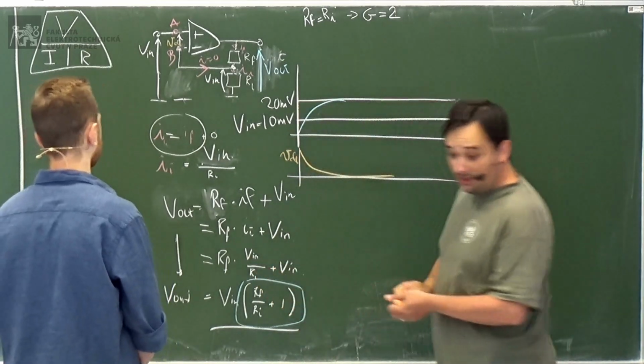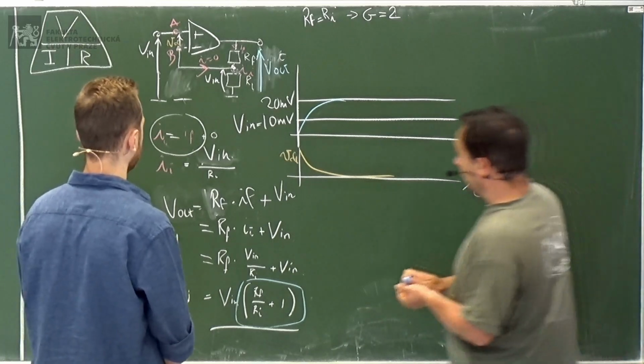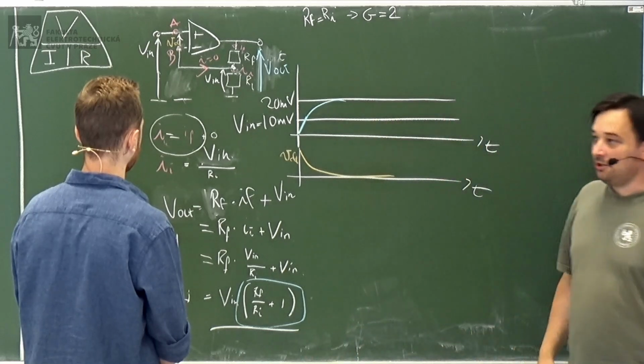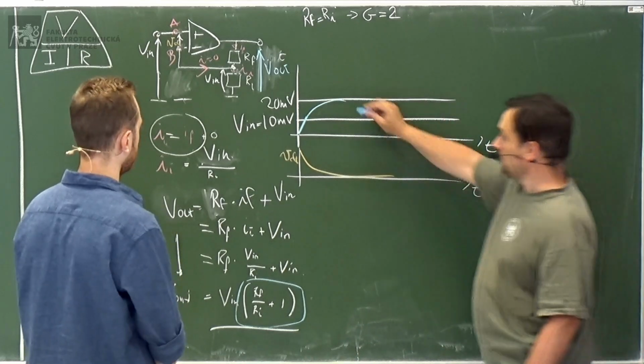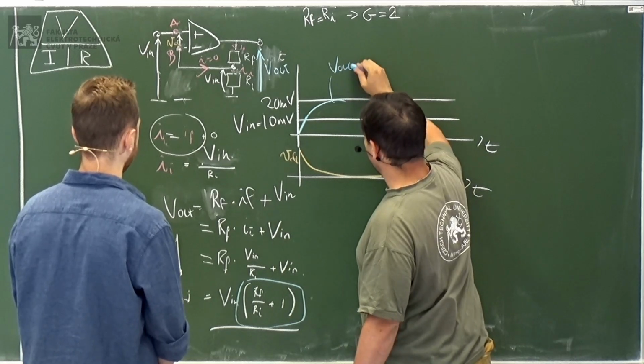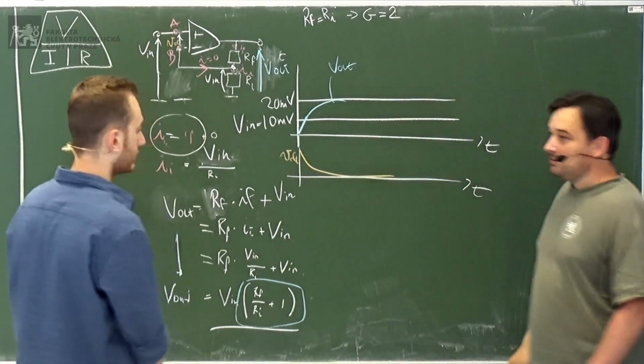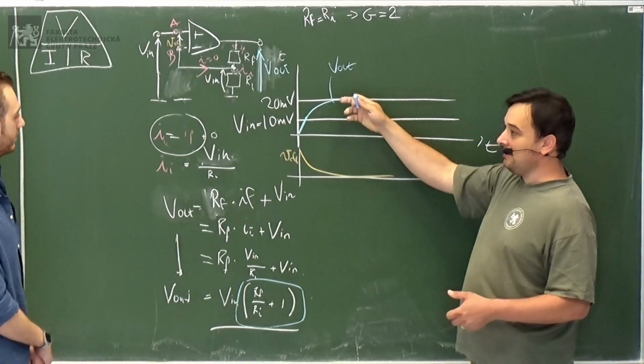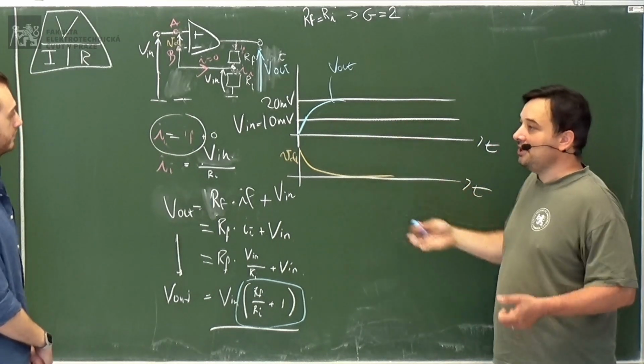Now, the speed is defined by how fast the output can change. Okay, so this is V out. Oh my God, I'm in the way as always. Okay, so V out has a finite speed it can change.